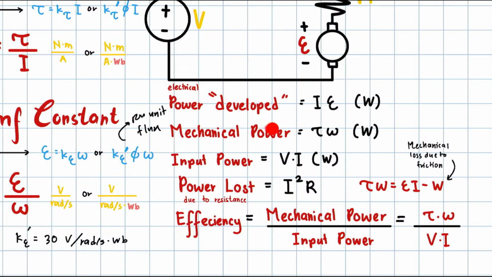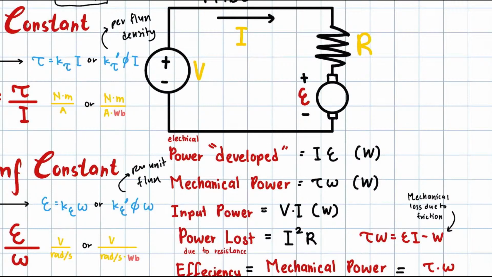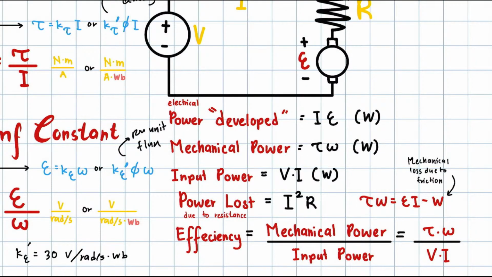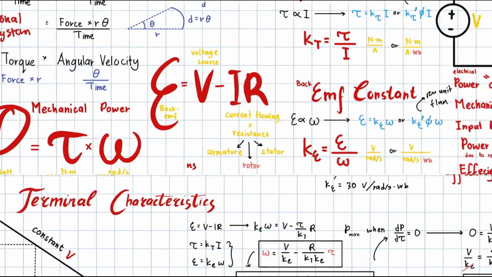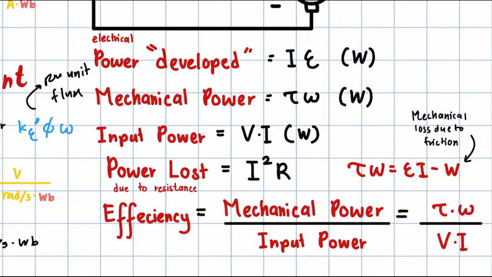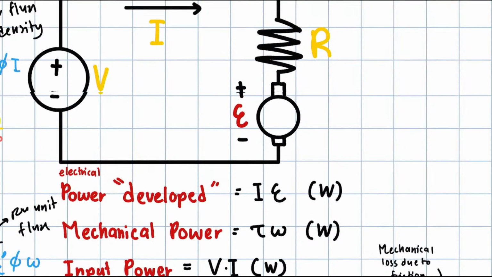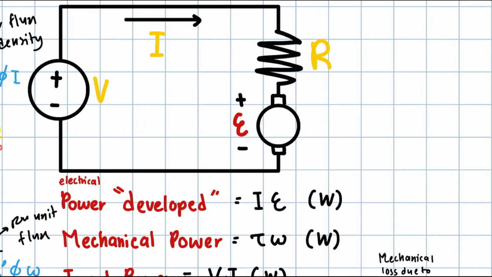The electrical power developed is equal to I times E. Okay, this is in the unit watts. The mechanical power is torque times angular velocity, like we discussed just now. So this is the mechanical power over here. The input power is V dot I. Usually the input power, they will mention in the question as the power source if they don't use a voltage source.